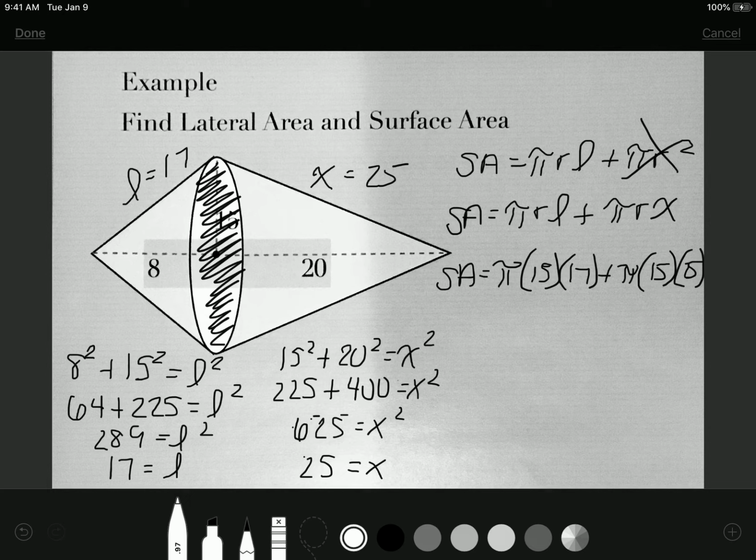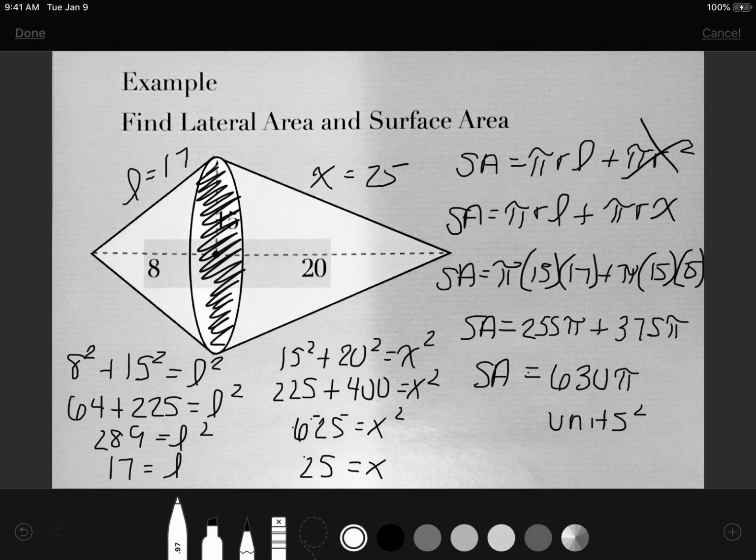So if we go through this, again, I'm going to leave it in terms of pi. 15 times 17 is going to be 255 pi. And then we have 15 times 25, which is 375 pi. So when we add these together, we have 375 plus 255 is 630 pi units squared. And it's all because we didn't have to take into account that circle that's going to disappear when we glue the two cones together.